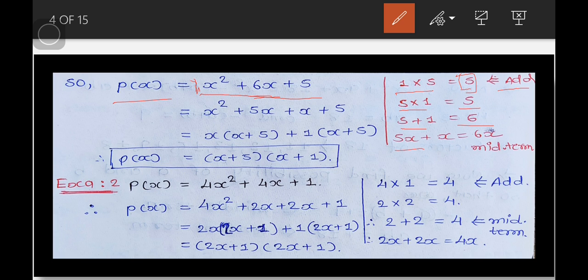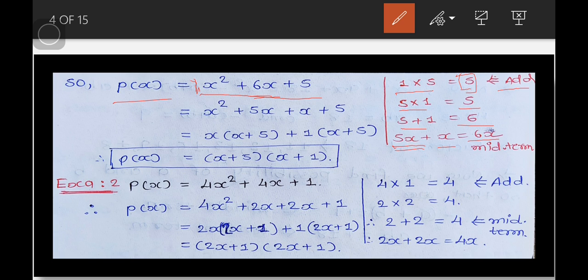So now we put x, or whatever variable is given here. Here the given variable is x, so we put 5x plus x, which is equal to 6x, and it is the middle term of the quadratic polynomial. So now split it. Here we have split 6x as 5x plus x.